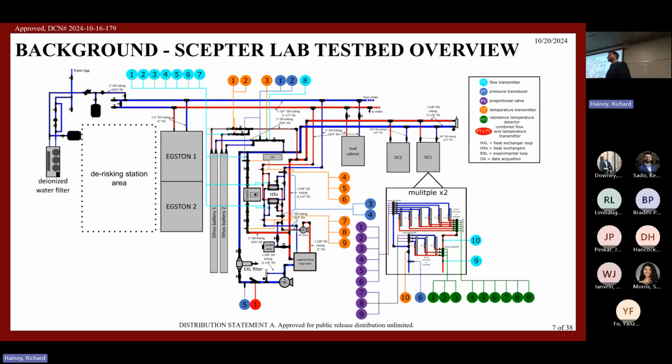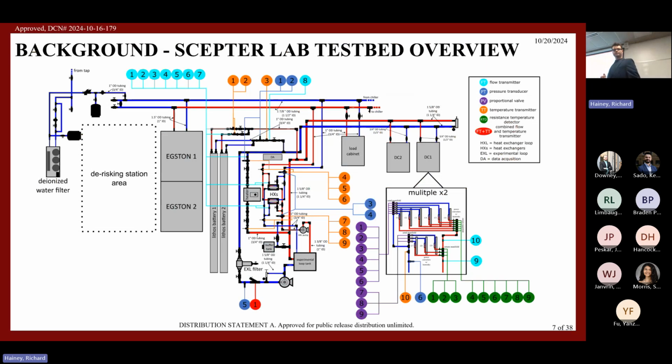And so my research has mostly been in the Scepter Lab. This is what the cooling network for the Scepter Lab looks like in its current implementation. What we will be focusing on, however, are DC1 and DC2. These are our DC cabinets, where most of the input to the system is currently occurring from. Other than that, you've got the extends and batteries and such, but we won't be speaking about that today.